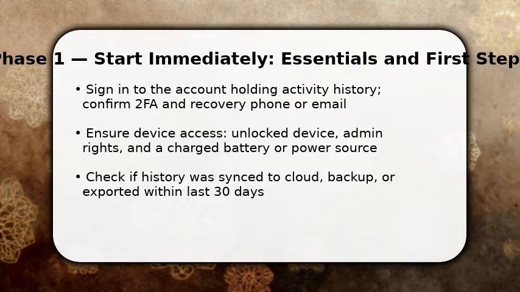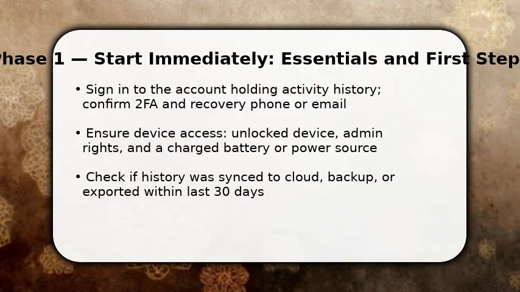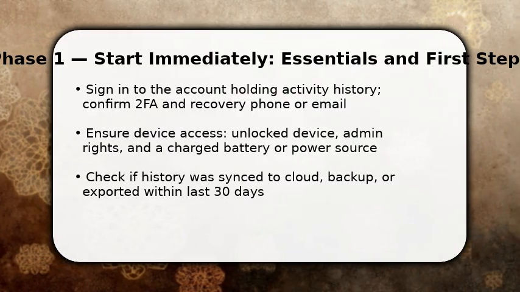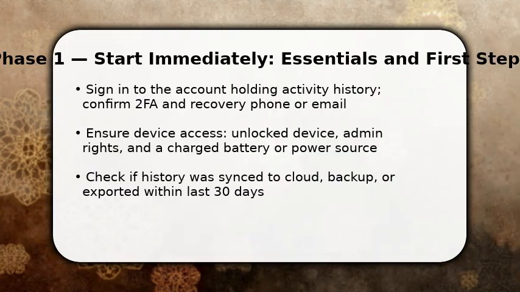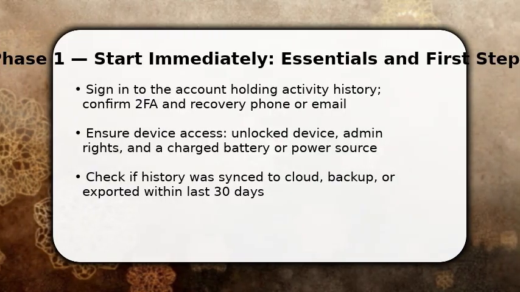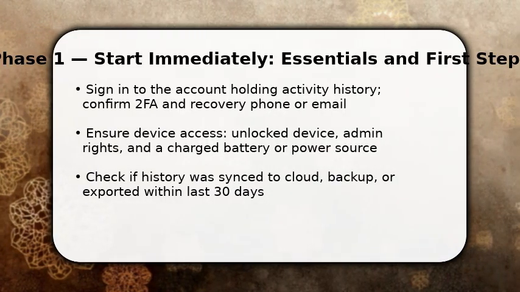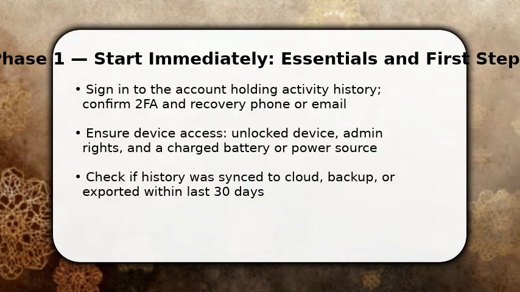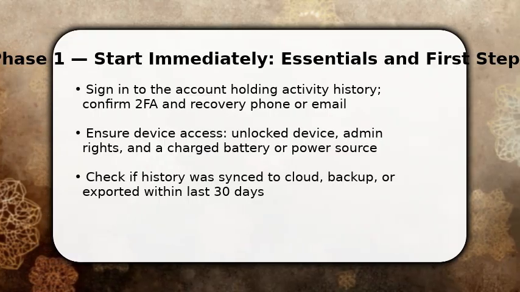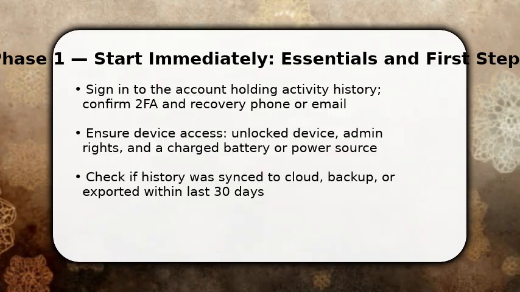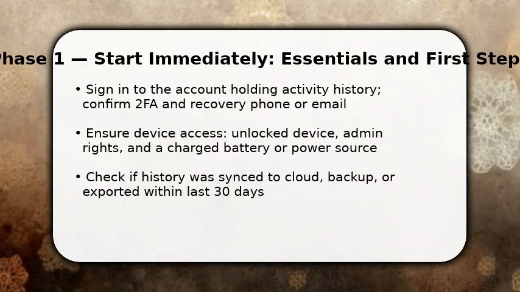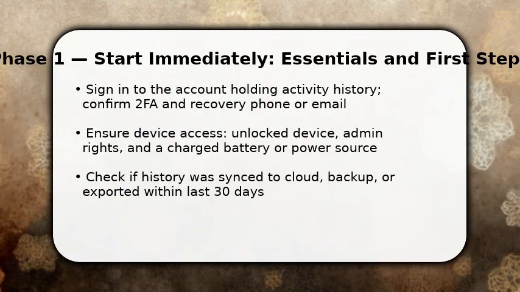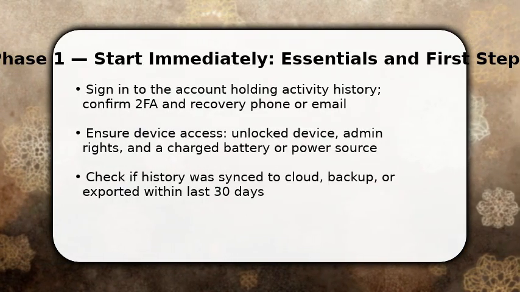You begin by confirming access and permissions. This is essential. Sign in with the account that owned the activity history and complete any 2FA prompts. Once done, make sure the device is unlocked, has admin rights, and is powered. You may need direct access to app settings. Also verify whether sync or backups were active within the last 30 days. If they were, you can restore faster. If not, prepare to run local recovery tools next.